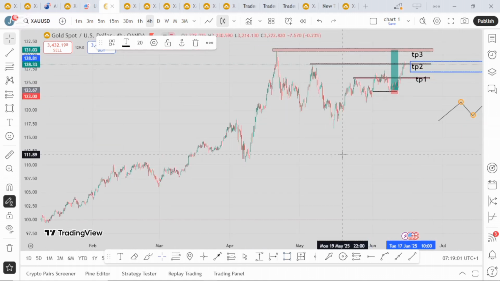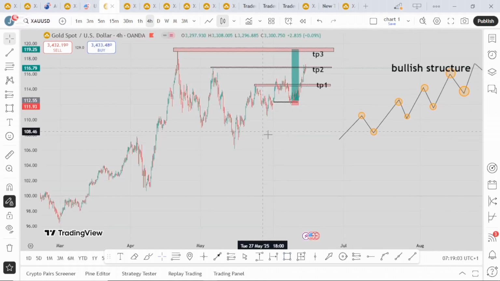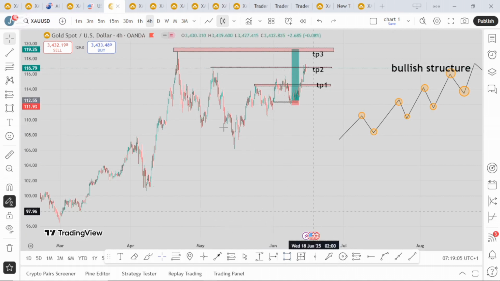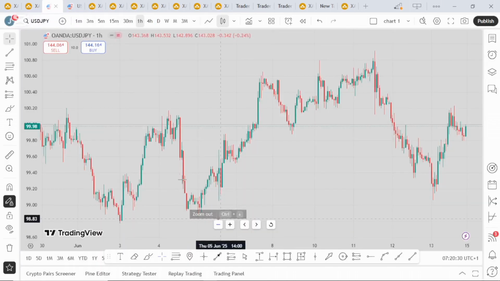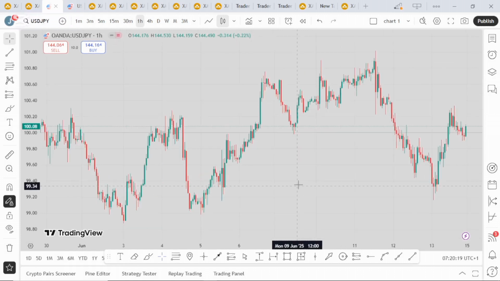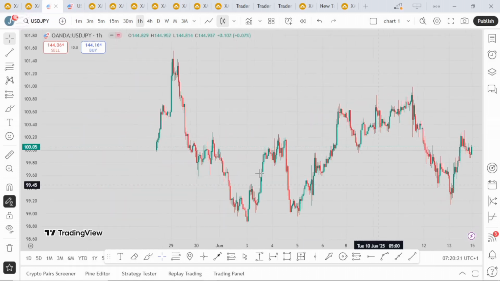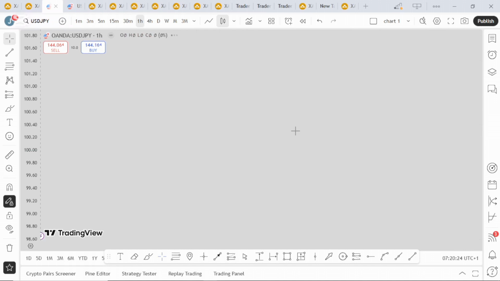Okay. Now this is the first structure that I told you. Now let me show you another example. Okay, let's go to USD JPY. You can see this structure on all instruments. I told you that you can use this concept in all instruments, guys. So now we are on USD JPY.